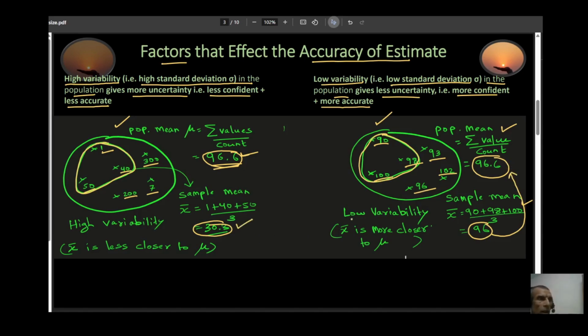So a low variability in your data, a low variability in your population, what it means is that your sample mean is going to be a lot closer to your population mean. If you have a high variability, high standard deviation in your data, like this one, your sample mean is going to be less closer to your population mean.